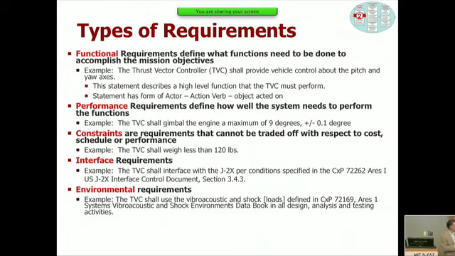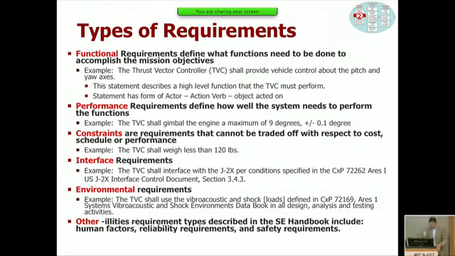So you have to really specify those. And then we have the last category, which is kind of other. It's sort of a catch-all, but this can be very important. So this includes a lot of the human factors, reliability, and safety requirements.